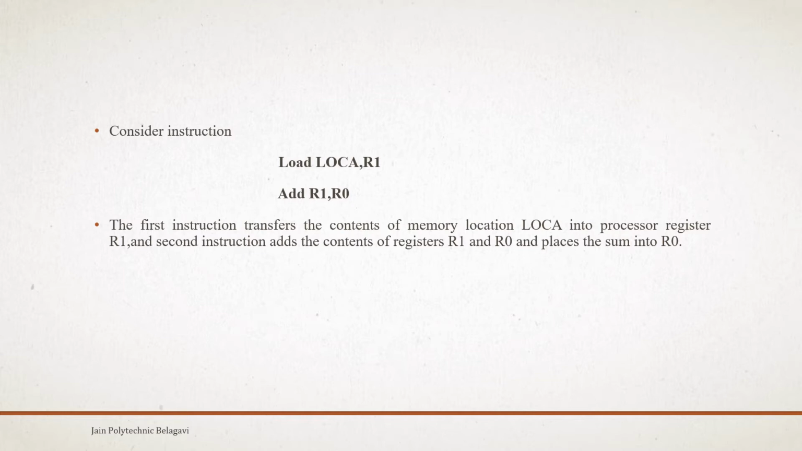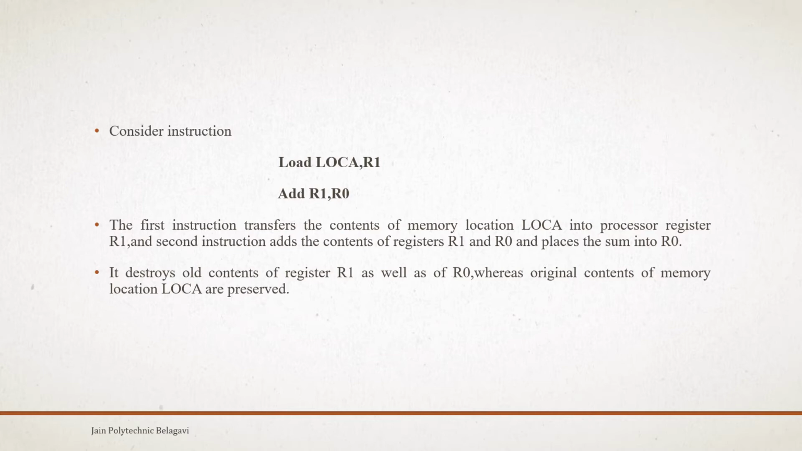After transferring, now R1 contains the contents of memory location A. The second instruction is add R1 comma R2. What it does is the contents of whatever is present in the register R1 will be added to the contents of R0. The sum of R1 and R0 will again be stored into the register R0.